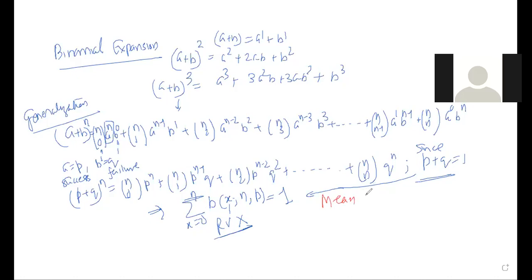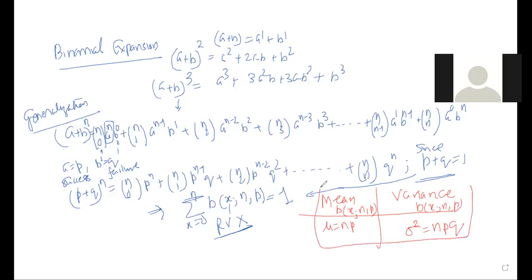Mean of the binomial distribution and variance of a binomial distribution. The mean of the binomial distribution is given by mu equal to np, and the variance is given by sigma square equal to npq. Sigma square is equal to npq. Right, guys? So just keep this thing in mind.